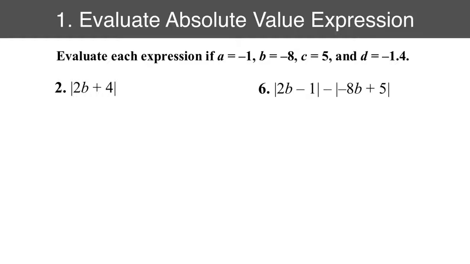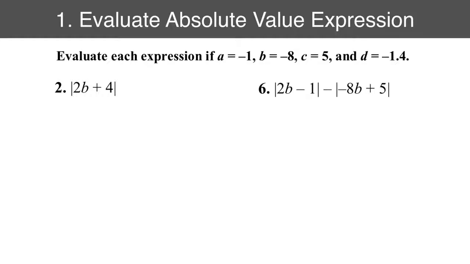The first thing that we talked about in section 1.4 was evaluating absolute value expressions. Now remember, evaluate just means to take numbers and plug them in for the variables, and that's exactly what we're going to do. So right here on the first one we have the absolute value. Remember, those two bars are absolute value. So the absolute value of 2b plus 4. So all we got to do is take whatever b equals and plug it in and then work it out.